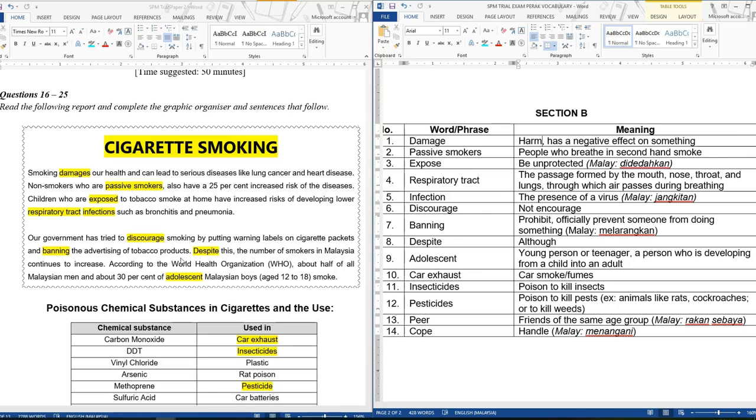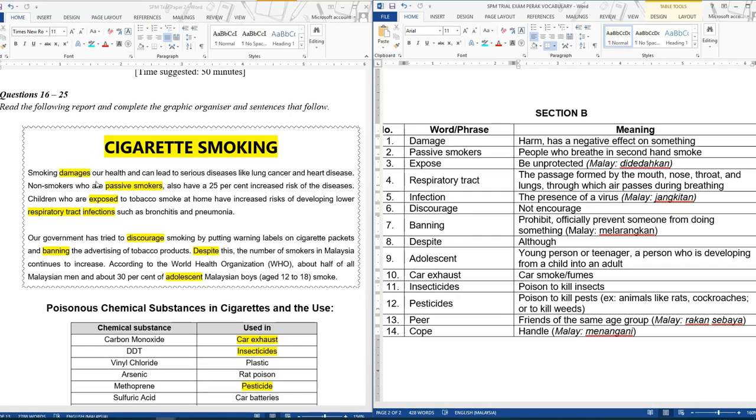Our government has tried to discourage smoking by putting warning labels on cigarette packets and banning the advertising of tobacco products. Despite this, the number of smokers in Malaysia continues to increase. According to the World Health Organization, WHO, about half of all Malaysian men and about 30% of adolescent Malaysian boys aged 12 to 18 smoke. Before I continue reading the text below, I would like to explain the vocabulary that I've highlighted in this section.